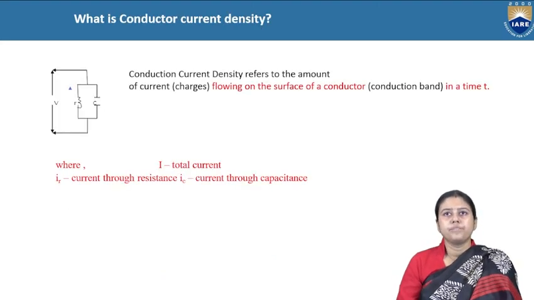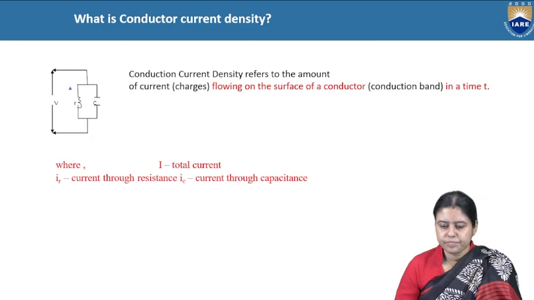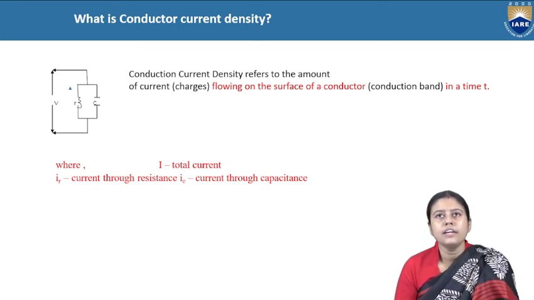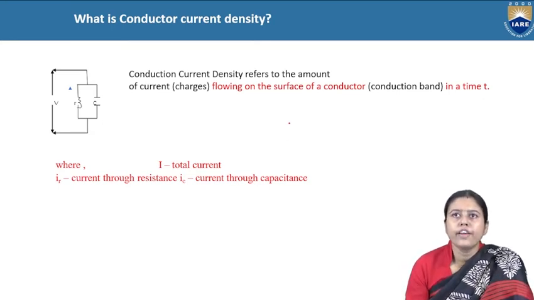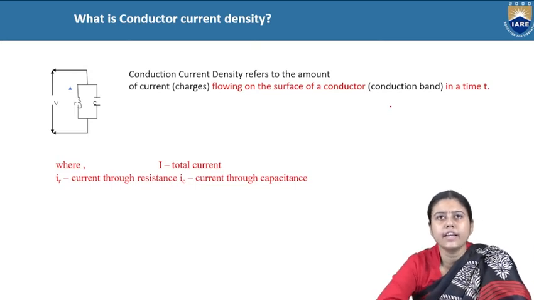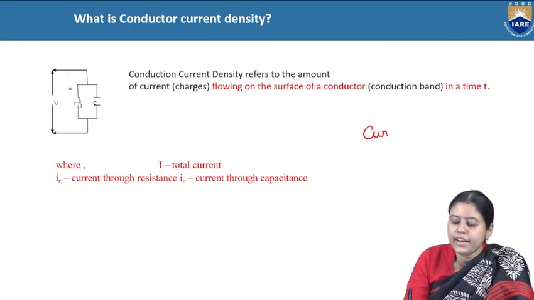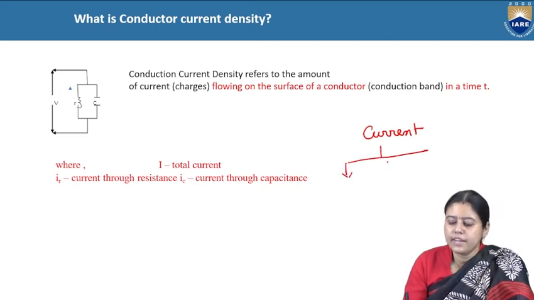Now next question, what is the conductor current density? Current density means the conduction current density depends on two things. Conductor current density refers to the current flowing through the surface in the conduction band in time t. Current is basically of three types. Already we have discussed in unit 2 that the current is basically of three types. One is called the conduction current.